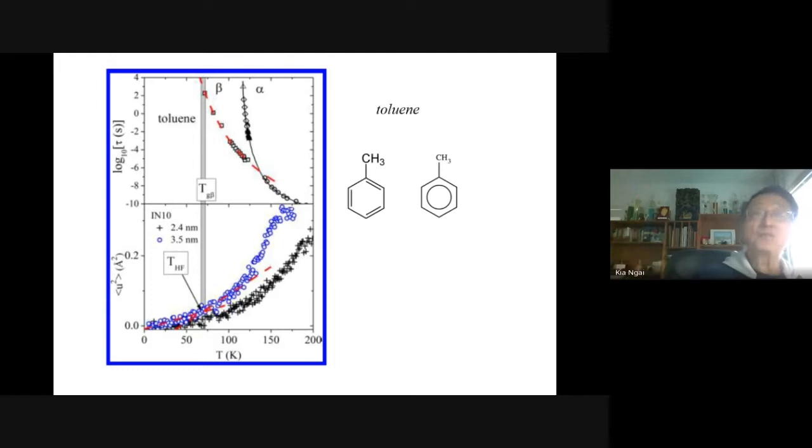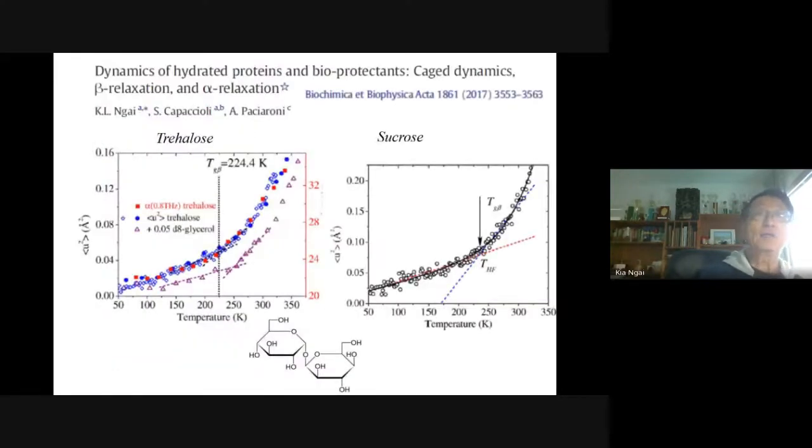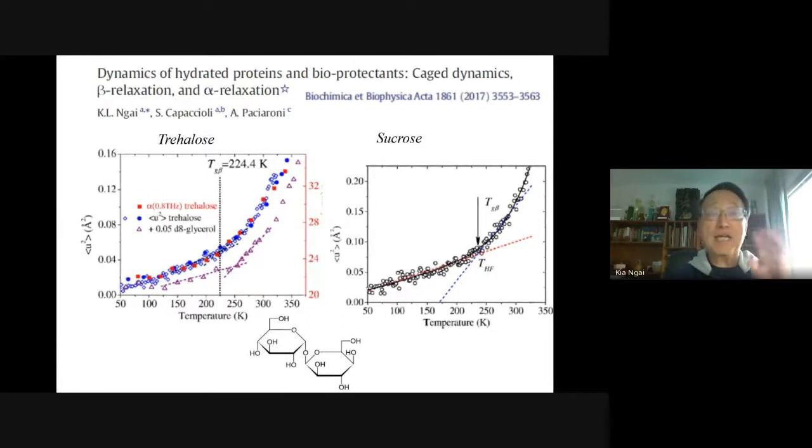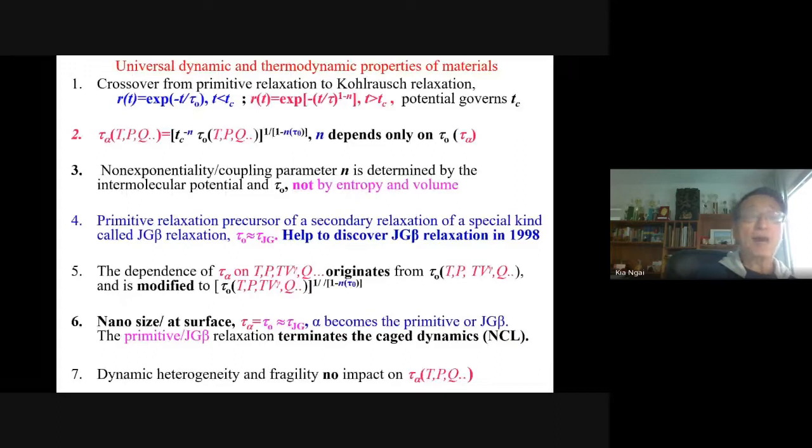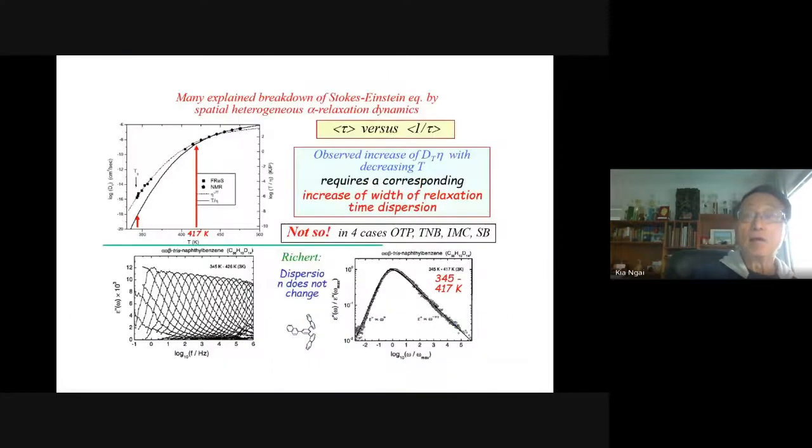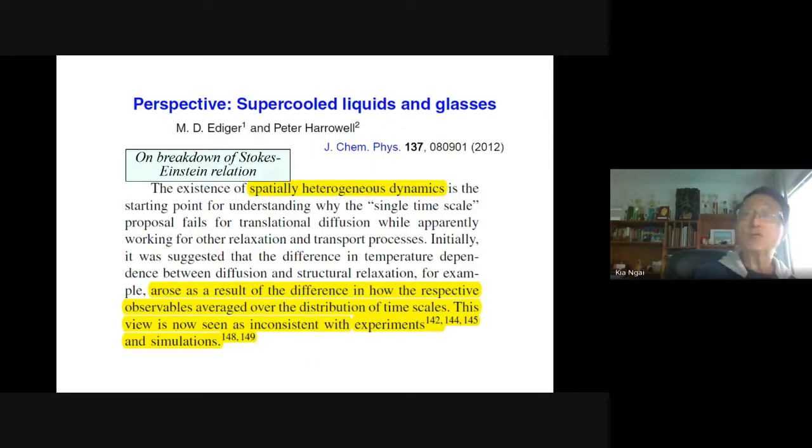Toluene, polymers, and then trehalose, sucrose, sugars, always have this effect that the beta JGB relaxation terminates the cage dynamics. The cage dynamics always become terminated. They no longer cage. That's why the JG. Okay, now we are at the end. I won't show this more.